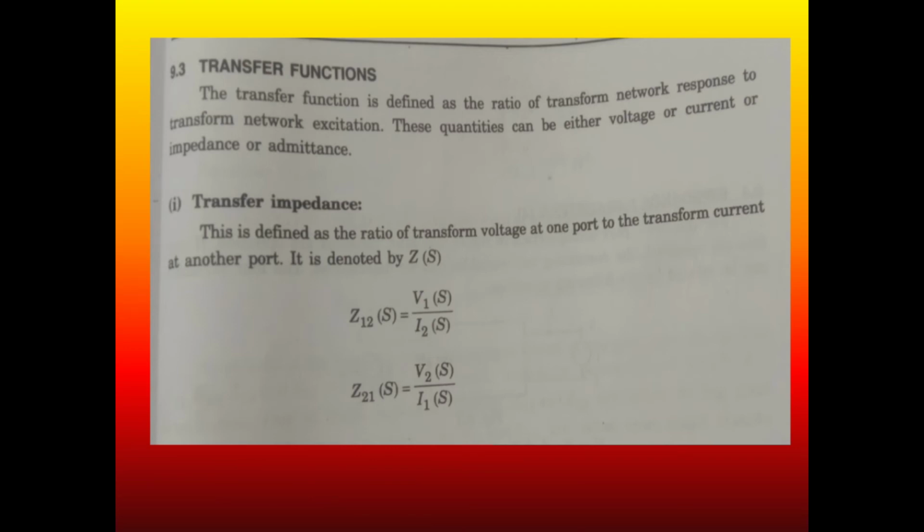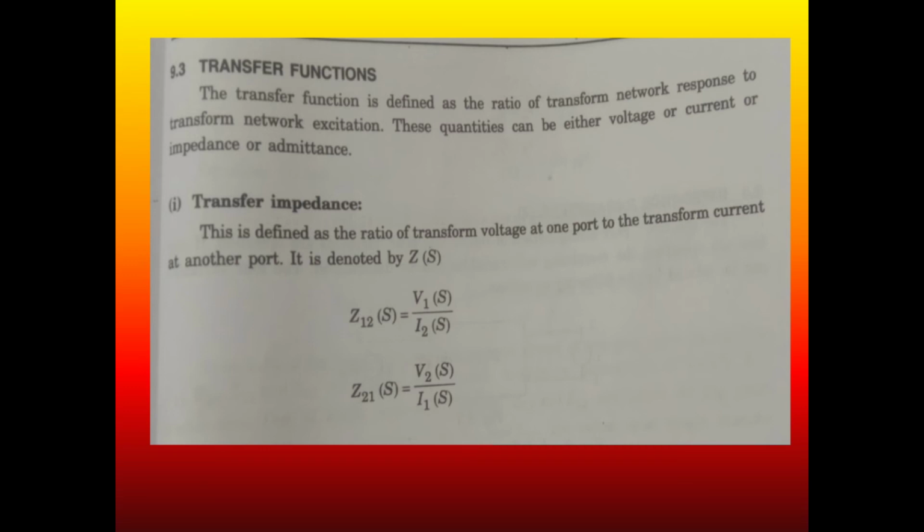And then the transfer function. The transfer function is defined as the ratio of network response to network excitation. We have so far discussed admittance and impedance. Now we are going to discuss the transfer function. It may be transfer impedance, transfer voltage, transfer current or transfer admittance. So it is always the ratio of the network response to the network excitation. Transfer impedance is defined as the ratio of transform voltage at one port to transform current at another port.